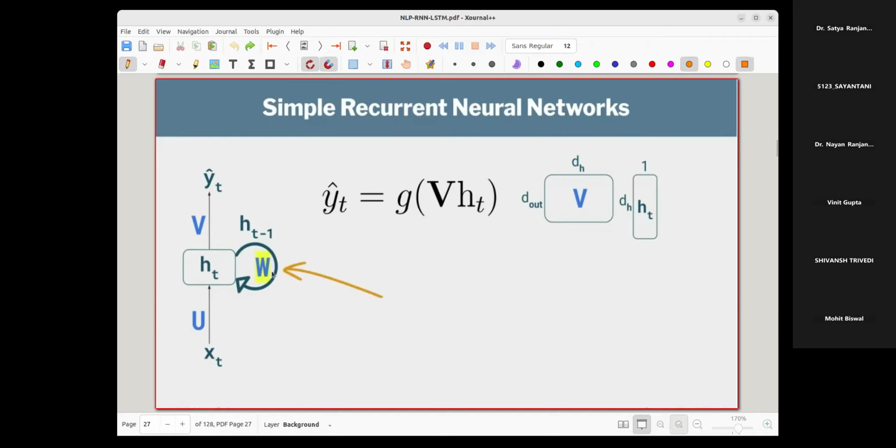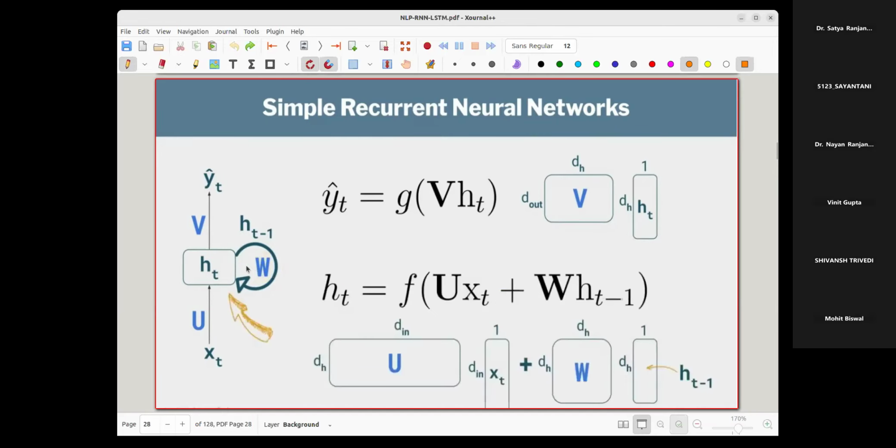W is another matrix. So what is your HT? Your HT is nothing but a function where U into XT plus W into HT minus 1. Some bias is there. Just for simplicity, we have not put the bias. So bias is there, plus B or C, whatever is there. Okay, now this is your HT. HT is given to this function G with V as the parameter set, and you get the output. So this is the mathematical equation for a recurrent neural network.